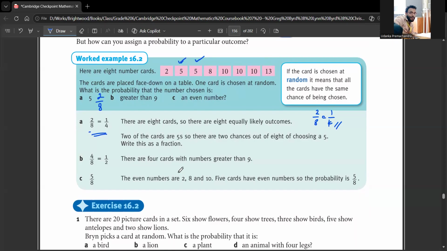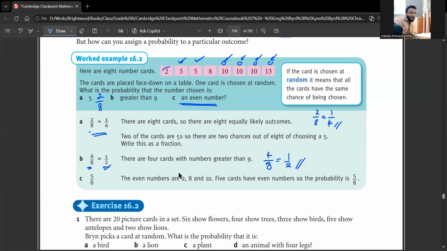And next, greater than 9. What are the values? It may be 10, 10, 10, 13. There are four values greater than 9 out of 8. So 4 out of 8, otherwise 1 over 2. Clear? And even numbers.